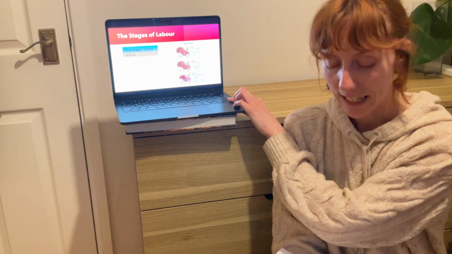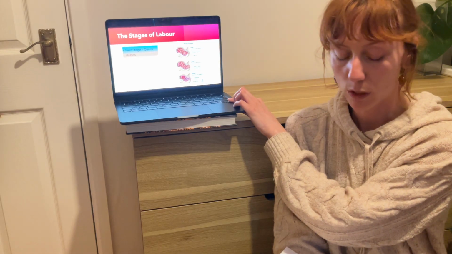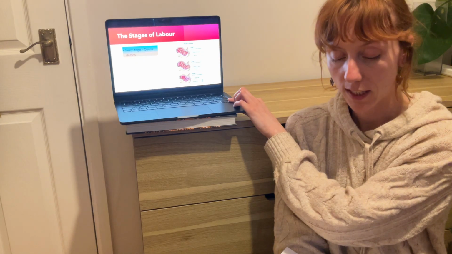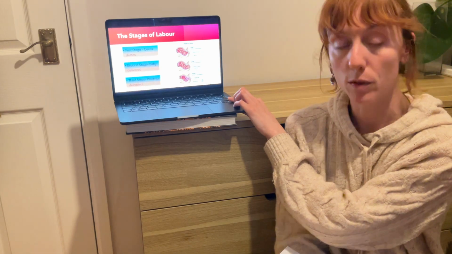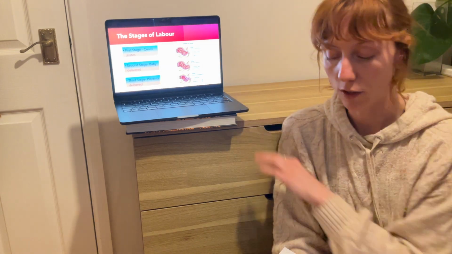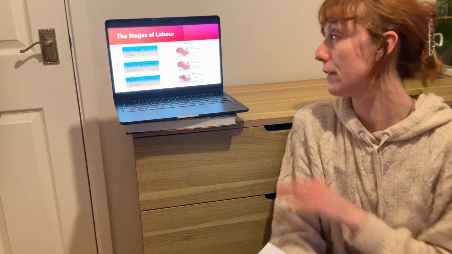Labour occurs in 3 stages. The first stage involves cervical dilation, the second stage is the birth of the baby, and the third stage is the delivery of the placenta. Monitoring is carried out throughout all stages to ensure both the baby and mother remain safe.